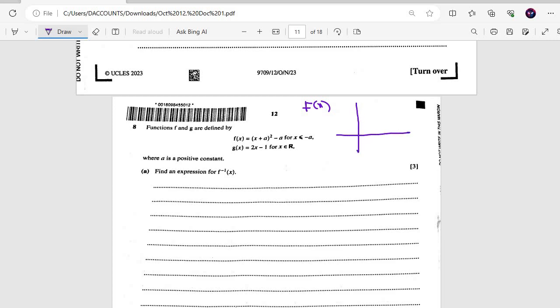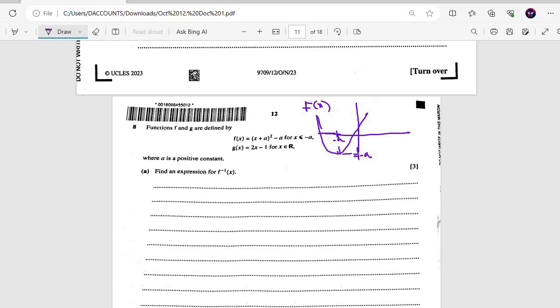The minimum point is minus a, minus a, and for y it is minus a. So which means most likely this is a turning point. It's going to turn here. I think it's going to cut here if I expand it. So this is the vertex.